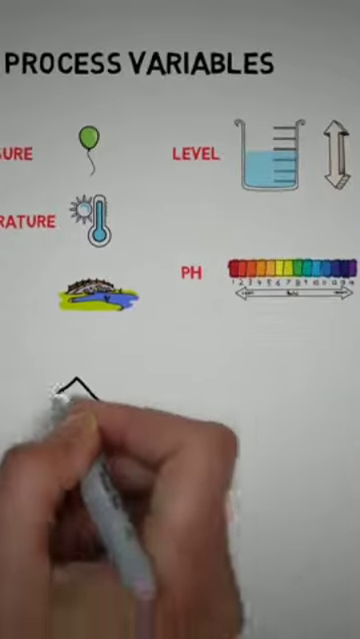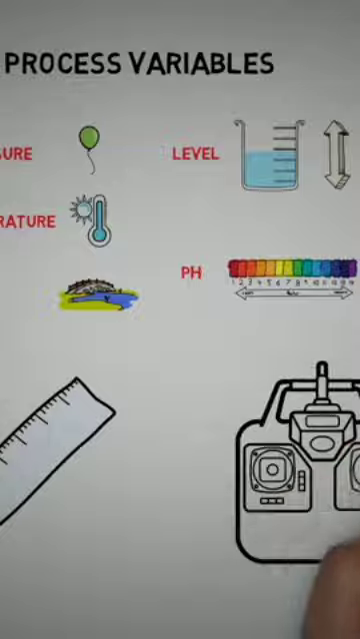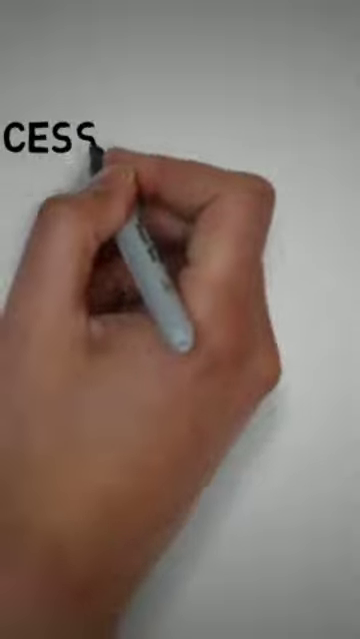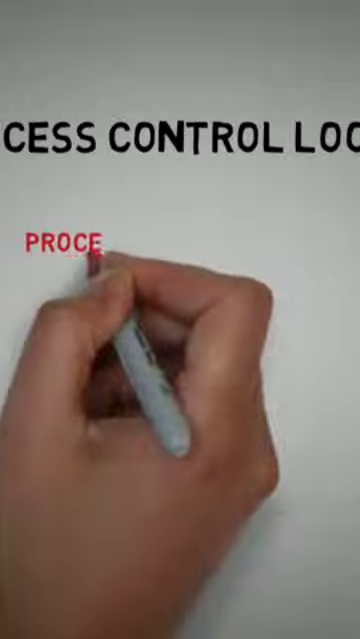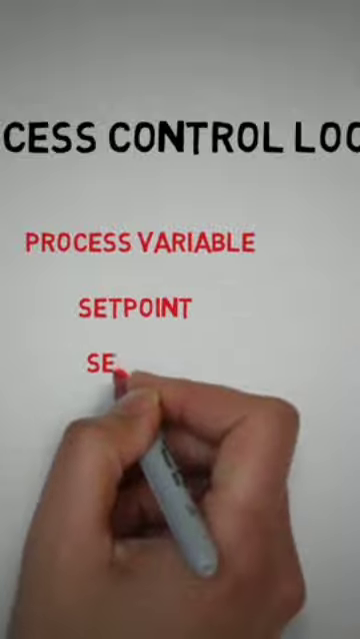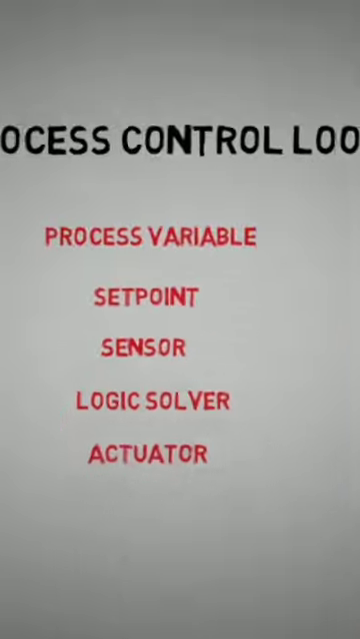Instrument technicians interact and work on all the equipment that measures and controls these process variables. All of this equipment forms part of a process control loop that aims at controlling a process variable at a desired set point. A process control loop is made up of the following parts. You have a process variable, a set point, sensor, logic solvers, and actuators.